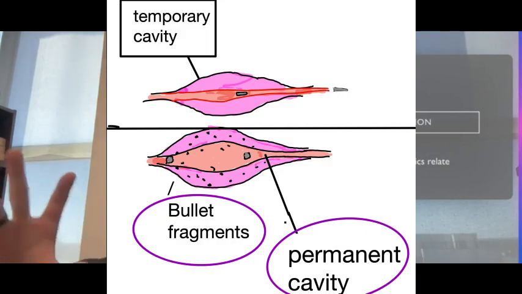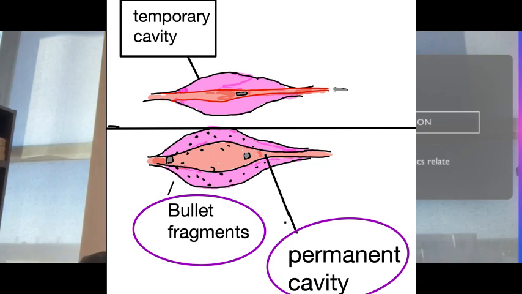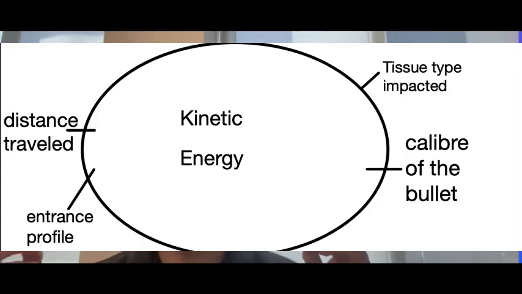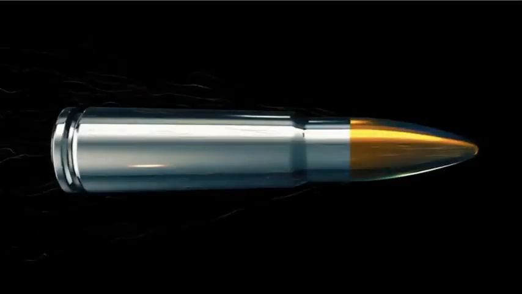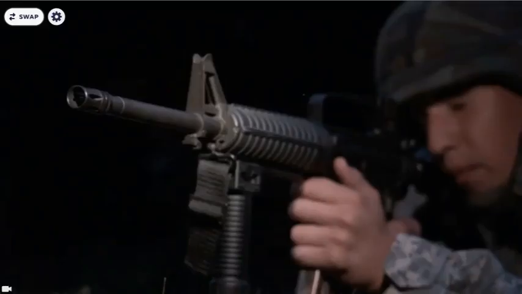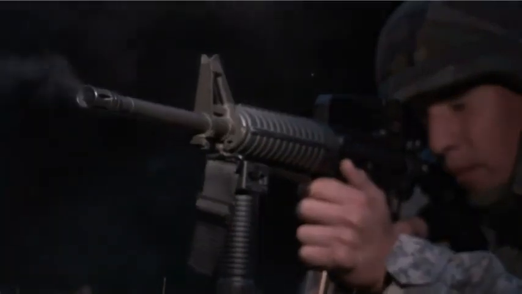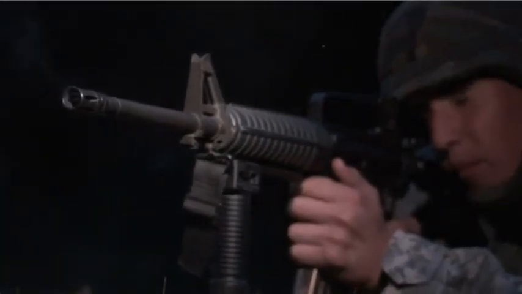Bullets can create permanent cavities as well as temporary cavities. Just from the bullet traveling through the body, the shearing and compression forces lead to a permanent cavity, and around that is the temporary cavity, which comes from the high energy pressure vibrations from the projectile's trail. If a bullet penetrates skeletal muscle, it's more prone to permanent cavitation. Again, with gunshot wounds, the amount of damage exerted depends on the kinetic energy, which is dictated by the bullet's caliber, the distance traveled, its entrance profile, and the tissue that it impacted.